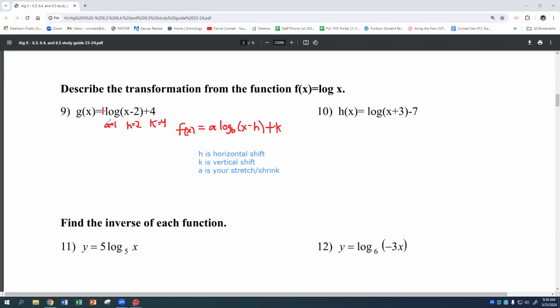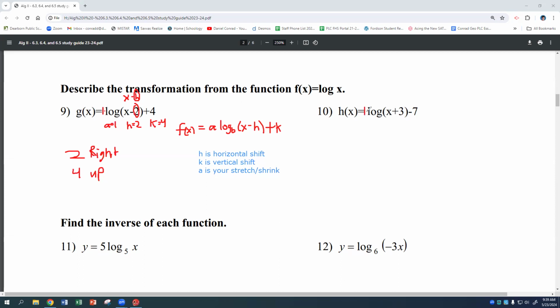Okay, since a is 1, it's not a shrink or a stretch. Since h is 2, this is going to be 2 to the right. And up 4, this is going to be 4 up. Right, so again, h is positive 2 because the formula is x minus h. So the h is just the positive 2.